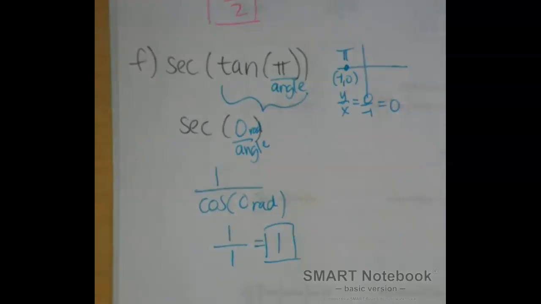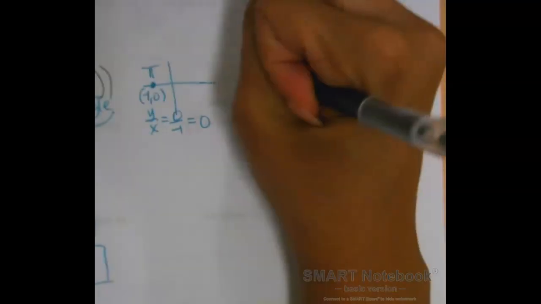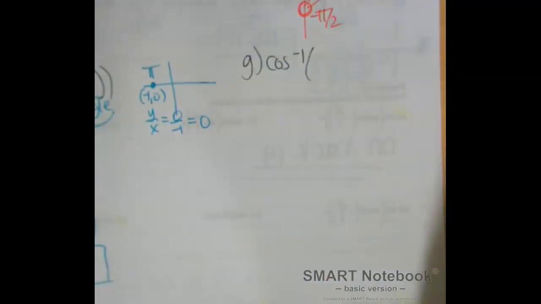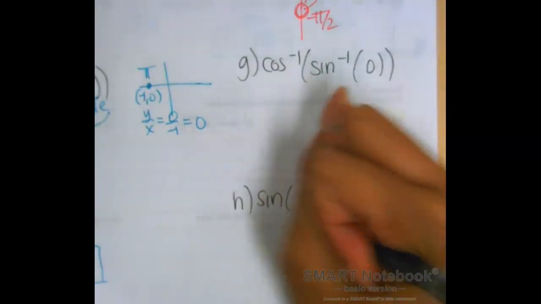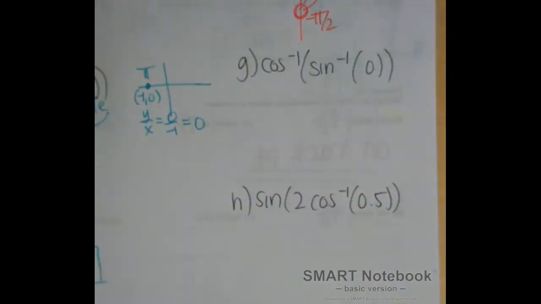So I want you guys to do the same thing, but for letters G and H. I'm going to rewrite letters G and H on this front page so you guys can see it. G is cosine inverse of, I think it technically says arc sine, but I'm just going to write sine inverse because I'm lazy, of 0. And letter H is sine of 2 cosine inverse of 0.5, which of course you could change to 1/2.